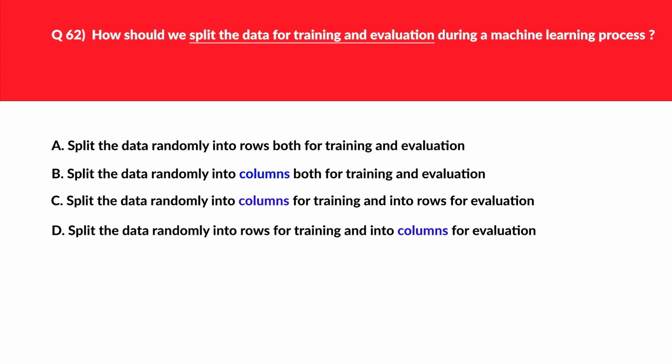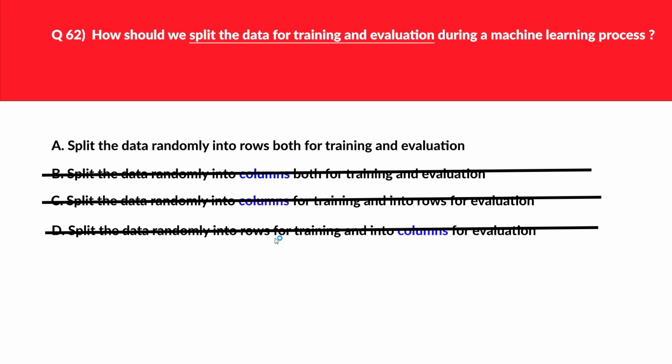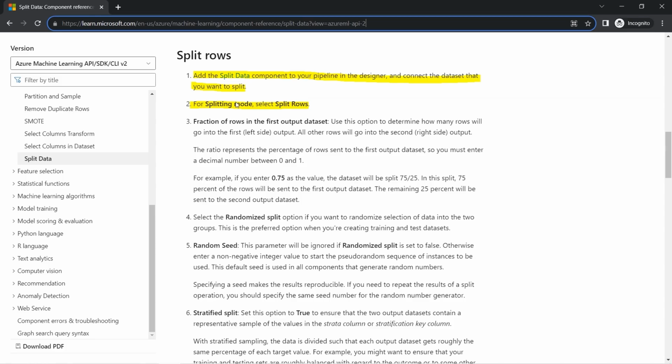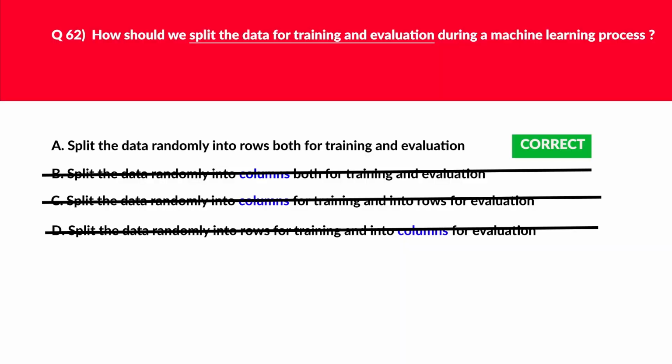Alrighty, interesting question. If we look at options B, C and D, all the options have the word columns in common. We know that we split the data randomly based upon rows and never into columns. So these are incorrect choices. We are left with option A. Let's verify this in the official documentation, as I always back my answer to ensure maximum correctness. It's written, add the Split Data component to your pipeline in the designer and connect the dataset that you want to split. For splitting mode, select split rows. We'll lock option A as the correct answer.